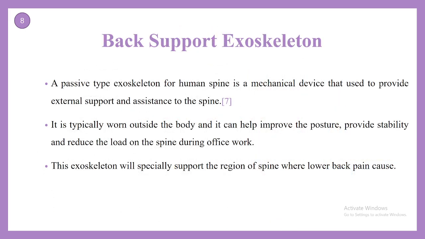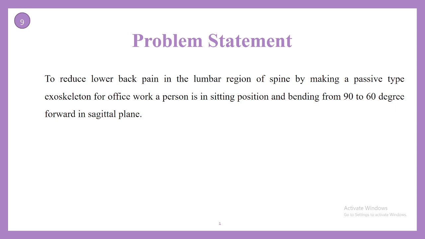So here you can see we have to make the back support exoskeleton. The exoskeleton for the human spine is basically a mechanical device that is used to provide external support and assistance to the spine. It is typically worn outside the body, and it can help improve posture, provide stability, and reduce the load on the spine during office work. This exoskeleton will especially support the region of the spine where lower back pain occurs. So in the next slide, we have the problem statement.